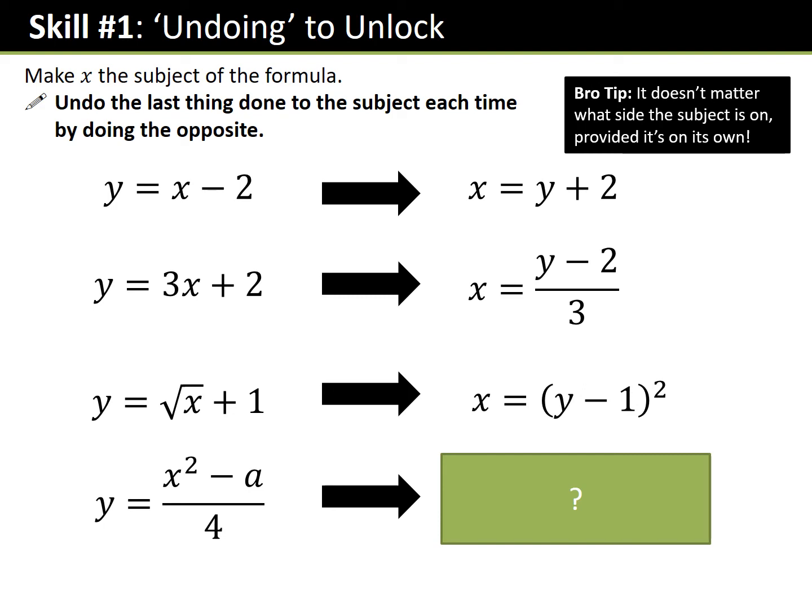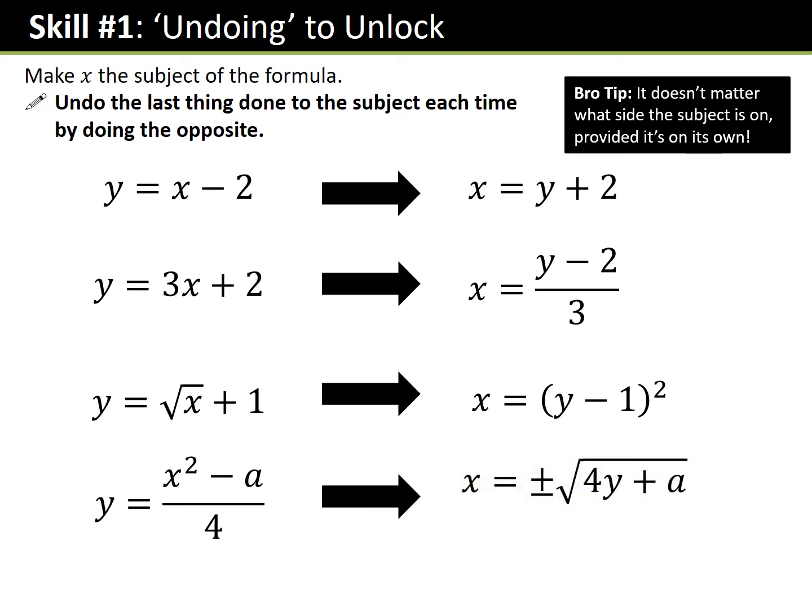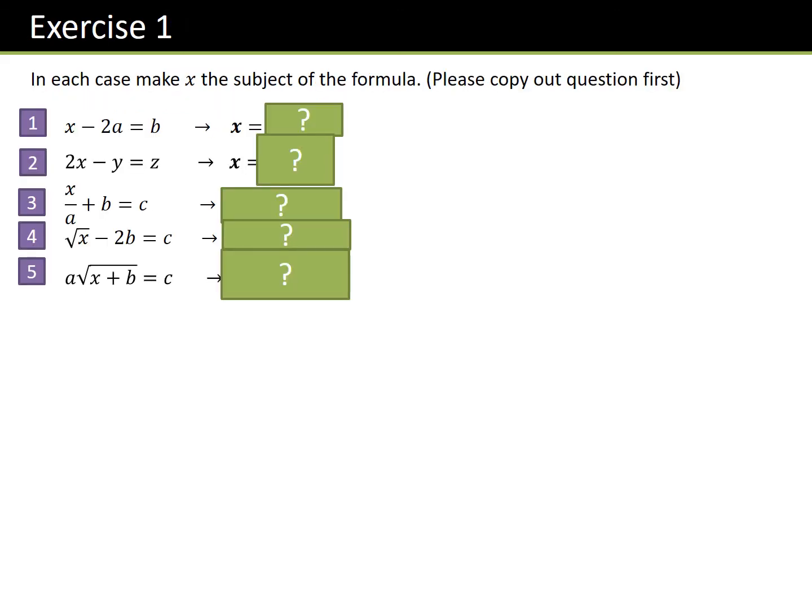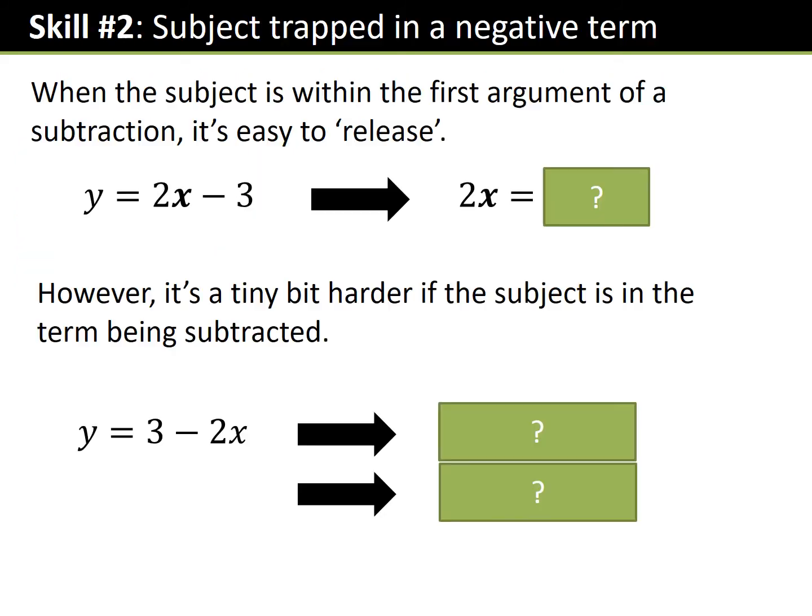Here my problem is my denominator, and I'm going to multiply the y by 4 and then add a to each side, which will give me x squared, and then I'm going to square root and say plus or minus. So this is undoing to unlock. Would you have a try at the following 5? So this is exactly the same skill all over again.